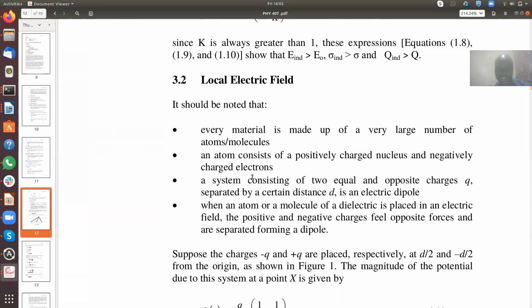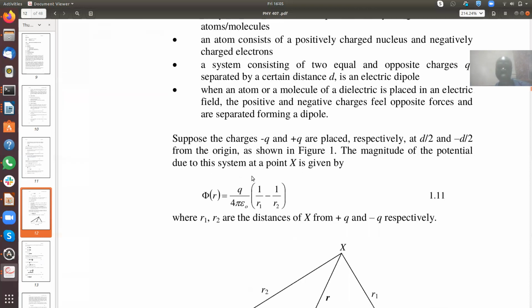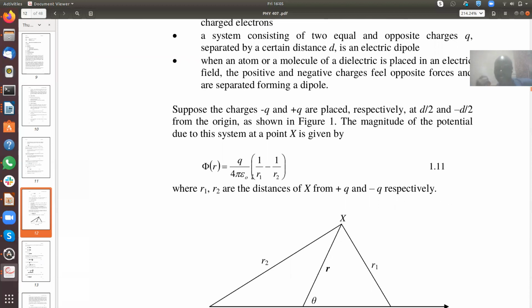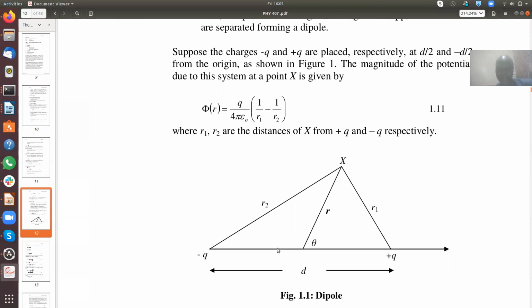So now let's look at a very good example. Suppose the charges minus q and plus q are placed respectively at distances d over 2 and negative d over 2, as we have in this diagram. This is the first charge, the negative charge, and this is the positive one. So there is a distance of separation between them.